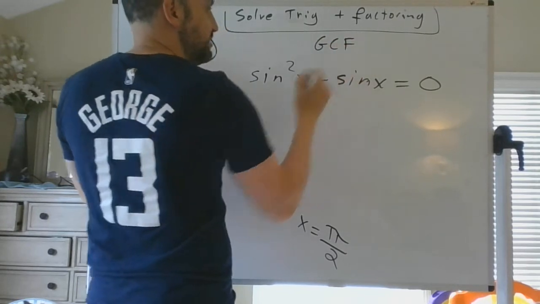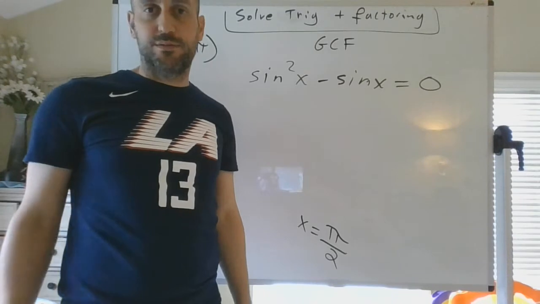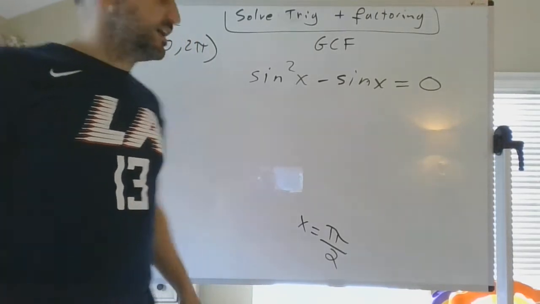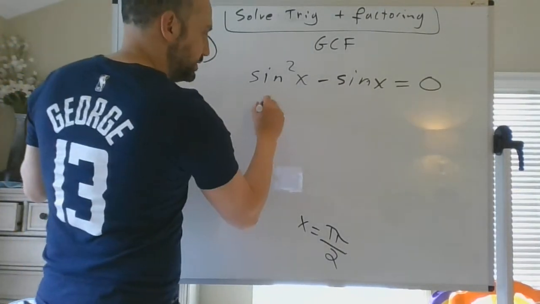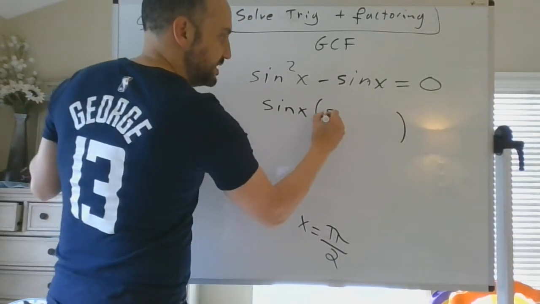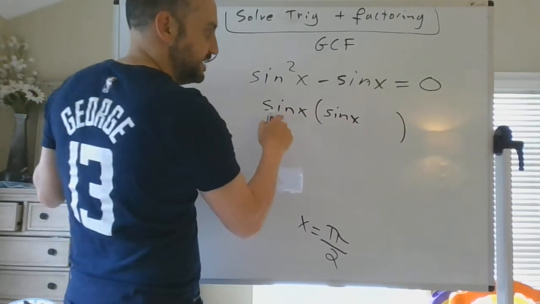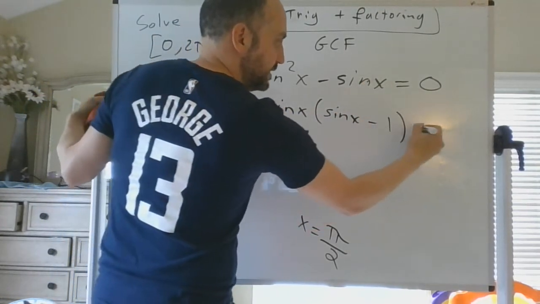If I say GCF factoring, sometimes I refer to that as simple factoring. In Algebra 1, we do that. The greatest common factor, okay? So what do these two have in common? Well, they have a sine of x in common. And I'm going to open this up. This is going to be sine of x times sine of x to give us sine squared x, and then sine of x times negative 1 to give us the minus sine of x.